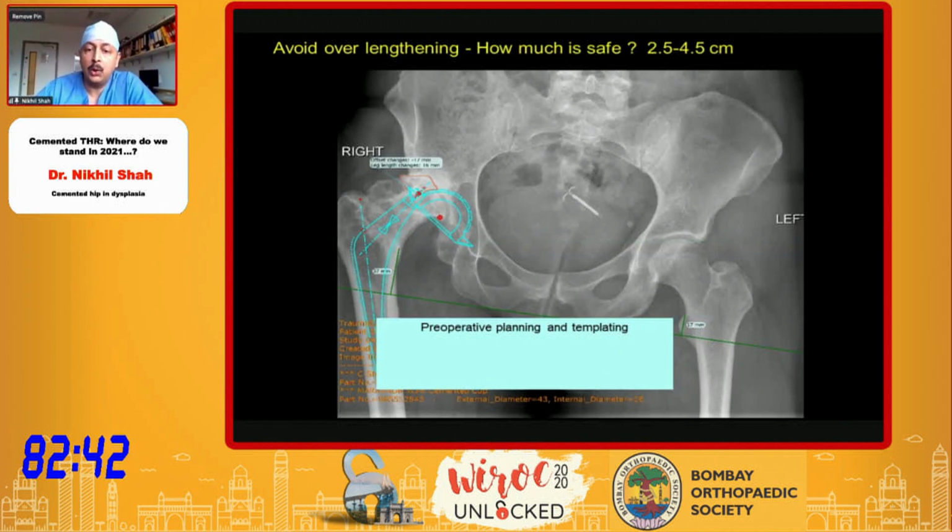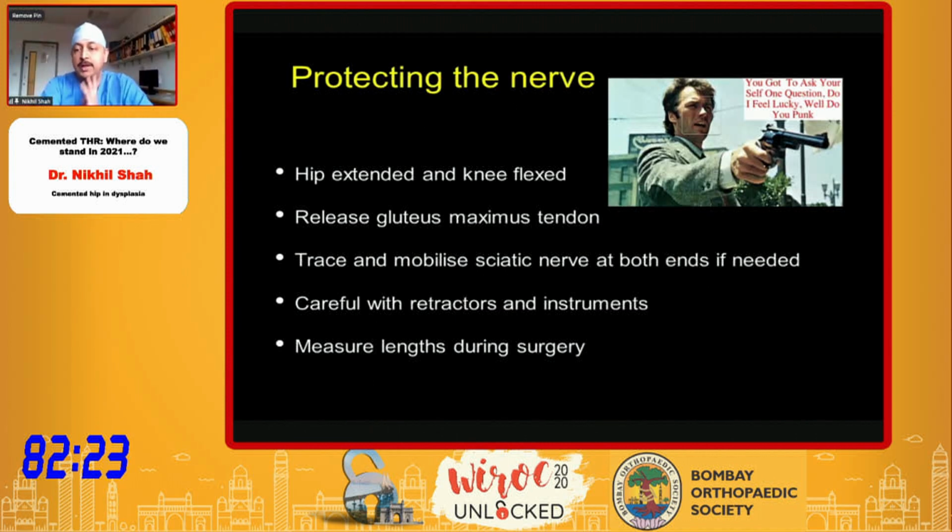We don't quite know how much is safe to lengthen, and there are papers suggesting that between 2.5 to 4.5 centimeter lengthening has been achieved, beyond which they have noticed that there is an increased risk of damage to the nerve. I think one has to be aware every time you lengthen someone that the nerve is at risk. And so therefore, it is very important that you protect the nerve.